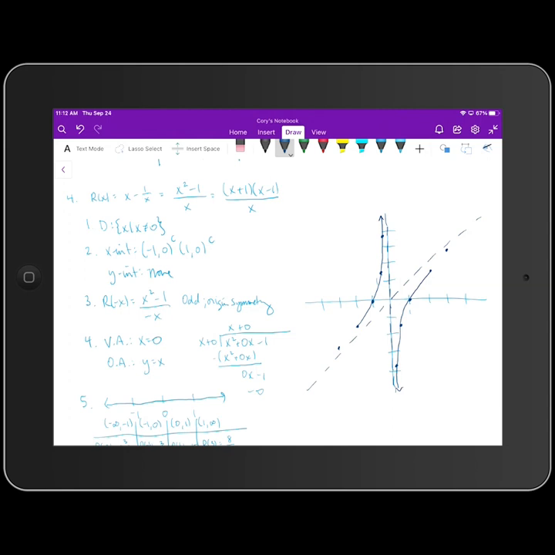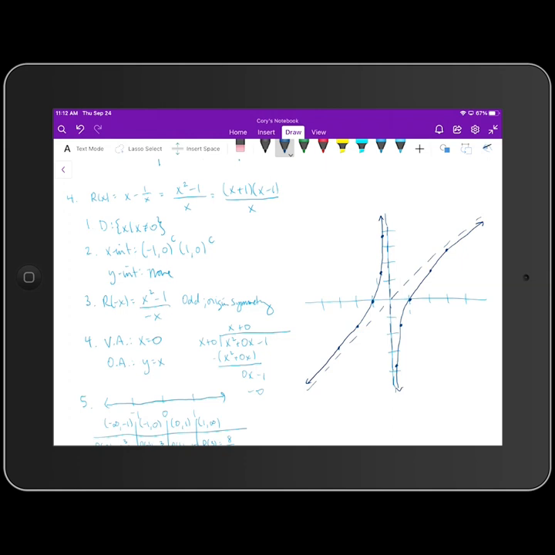Okay, and then we're going to extend out to these 2 points right here. And then the end behavior of our graph is dictated by the oblique asymptote. So we're going to draw our graph approaching the oblique asymptote as the x values go to infinity, and approaching the oblique asymptote as the x values go to negative infinity. Okay, so that right there is the graph of that rational function.